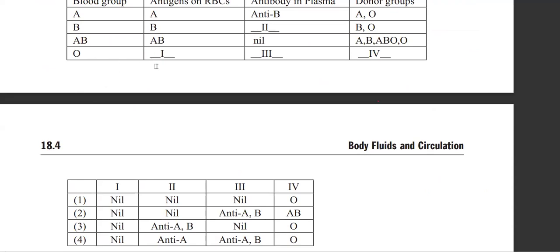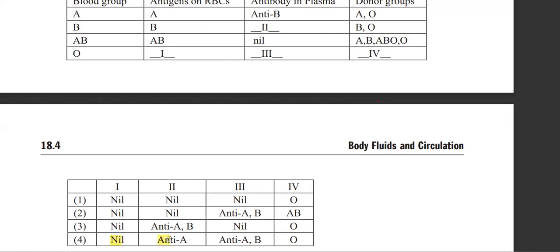Here, in the first place, what can we go for? Nil, because since it is O blood group, neither A nor B. So the answer is nil. And the second, B blood group: if antigen B is there, what kind of antibody should be there? Antibody A. Therefore, here anti-A. This one is nil.